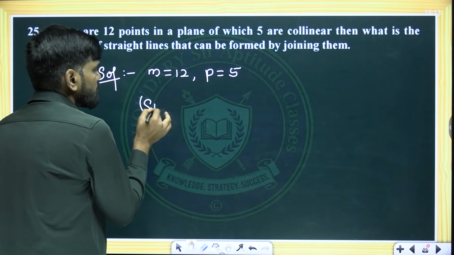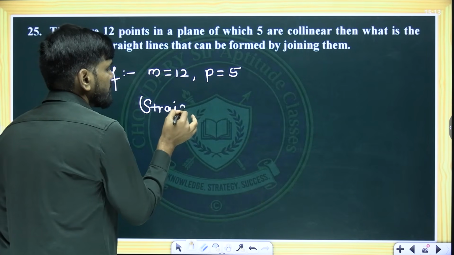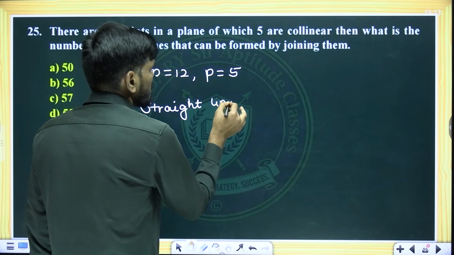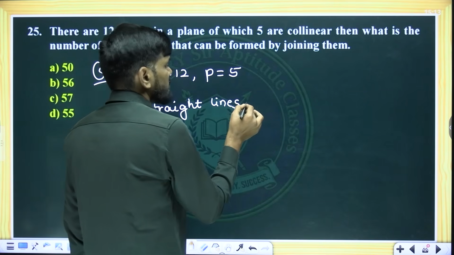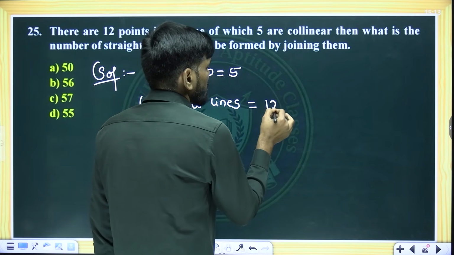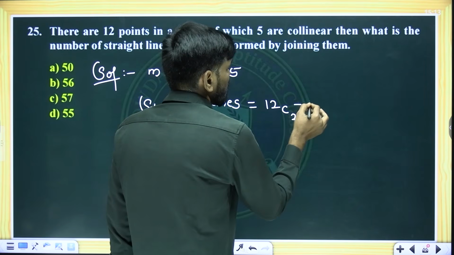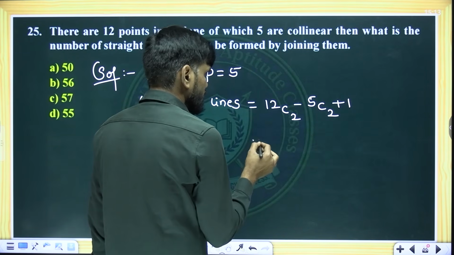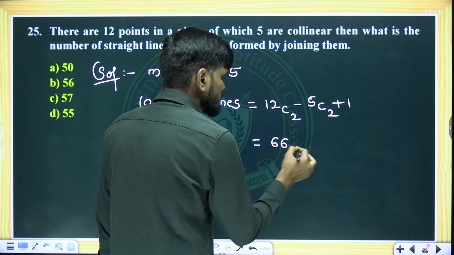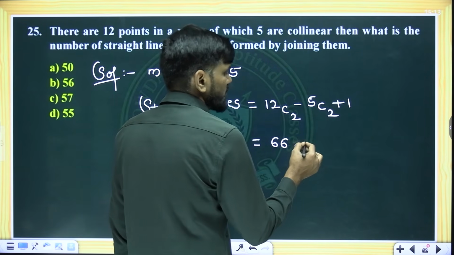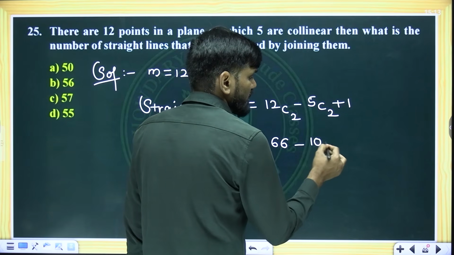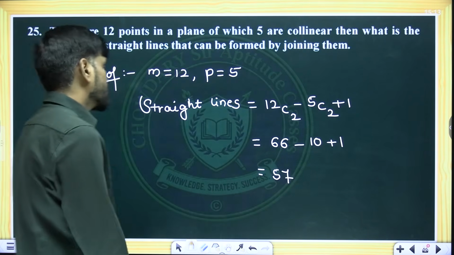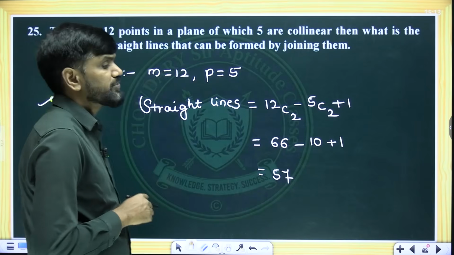So the number of straight lines is equal to MC2 minus PC2 plus 1. 12C2 is 66, 12 into 11 by 2 into 1. 5C2 is 5 into 4 by 2 into 1, that is 10, plus 1. That should give you how much, dear? 57. Hence your answer has to be option C.